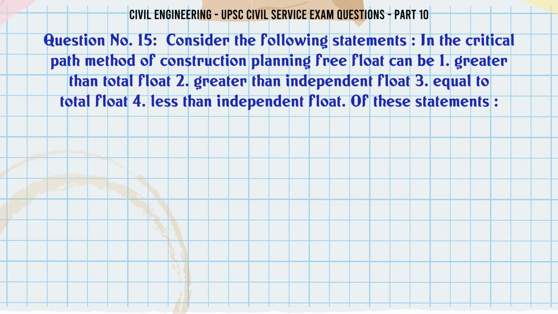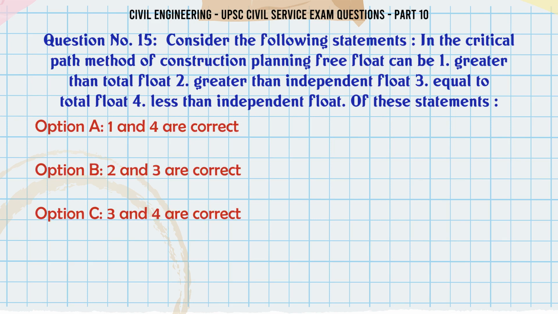Consider the following statements in the critical path method of construction planning. Free float can be 1. Greater than total float. 2. Greater than independent float. 3. Equal to total float. 4. Less than independent float. Of these statements, A. 1 and 4 are correct. B. 2 and 3 are correct. C. 3 and 4 are correct.